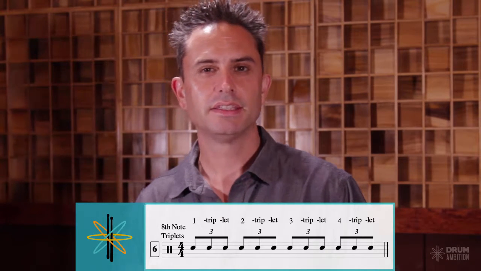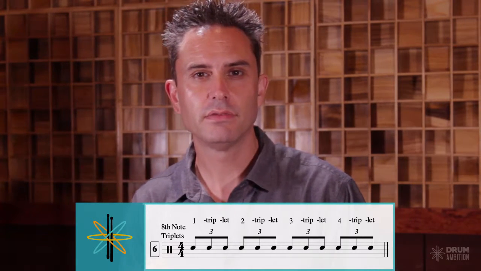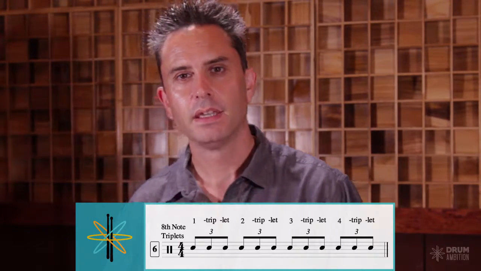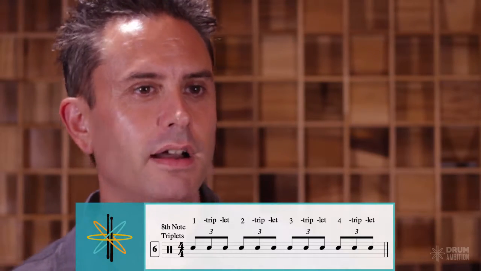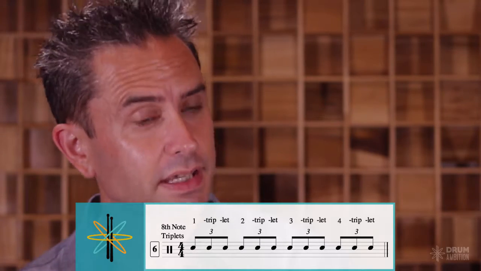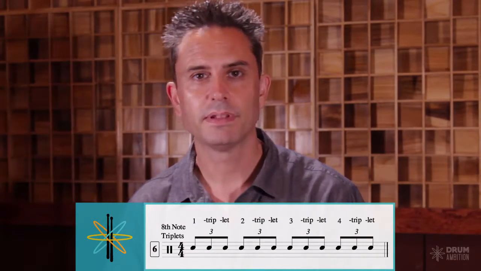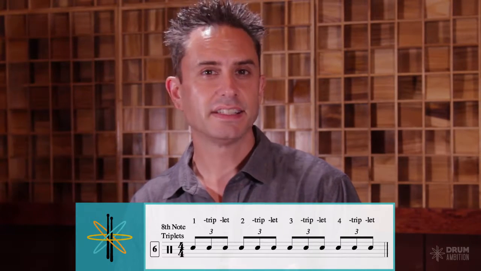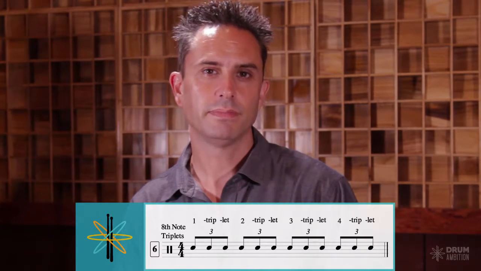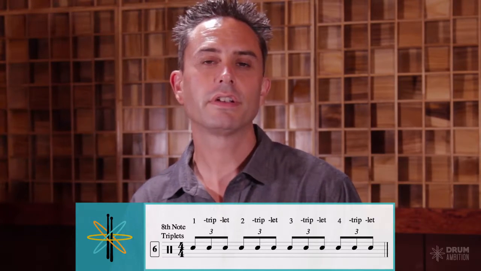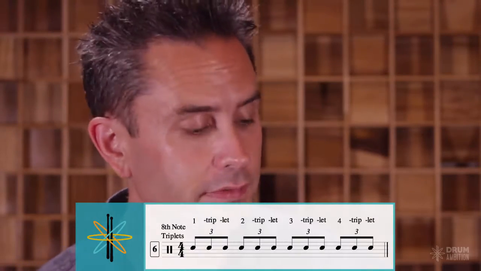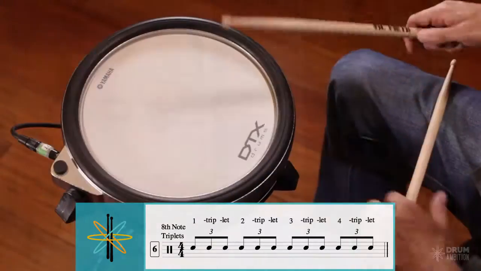Now we count these: 1 triplet, 2 triplet, 3 triplet, 4 triplet. It's important to point out that there are other types of triplets as well. These particular triplets are called 8th note triplets, and they have a single beam along the top. But there are also 16th note triplets, half note triplets, quarter note triplets. We're not going to be looking at those in the first module of Drum Ambition. So we'll now play 3 bars of these triplets.